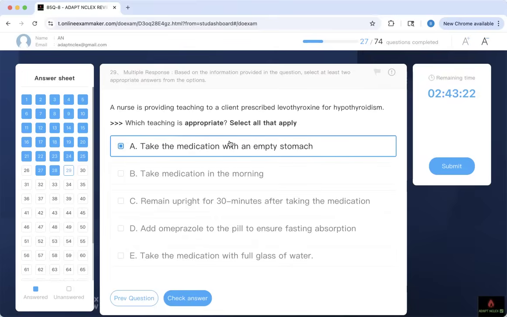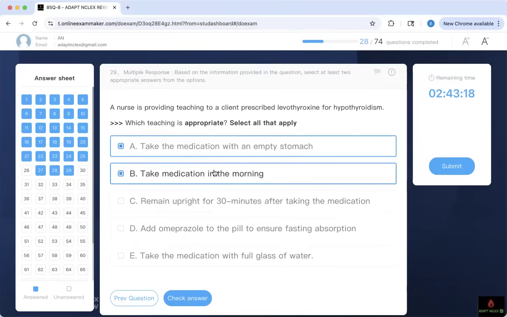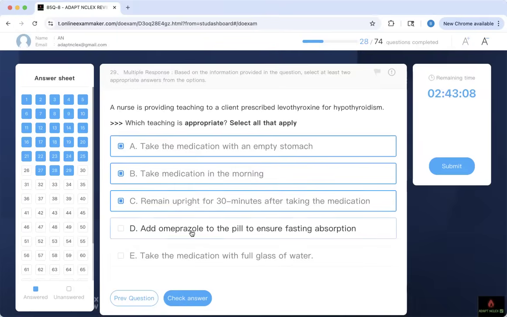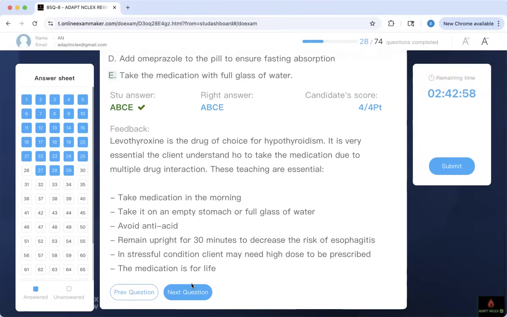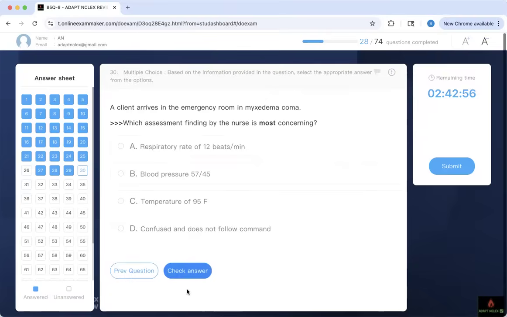Empty stomach, early in the morning. That's how you take it. Take it in the morning, early in the morning, empty stomach. You remain upright so that you don't cause esophagitis, so that the medication goes down quickly. If you add omeprazole, it can affect absorption. It does not improve absorption. You should take a full glass of water to prevent esophagitis. Those are the teachings you provide the patient.